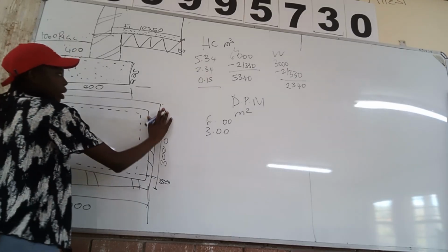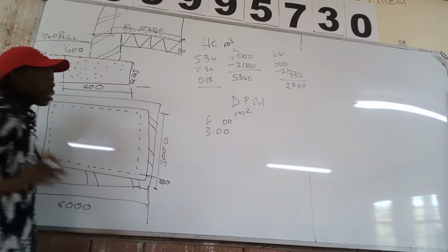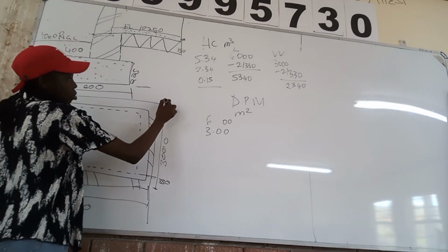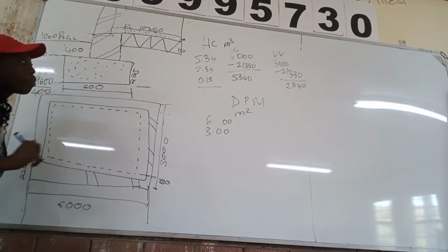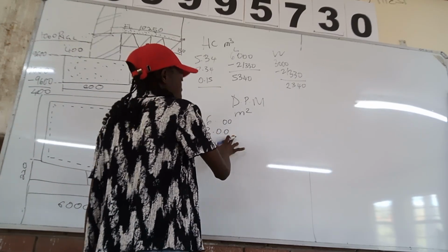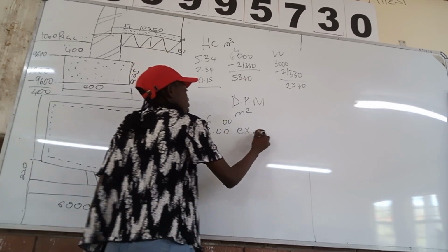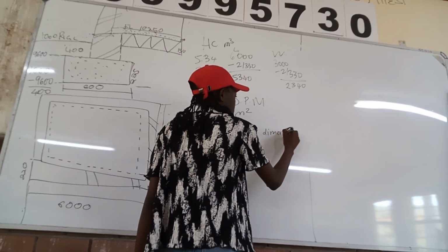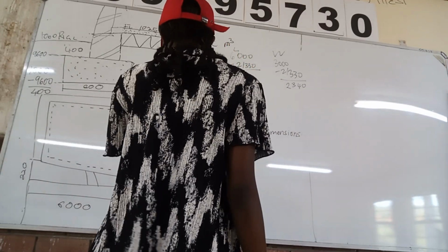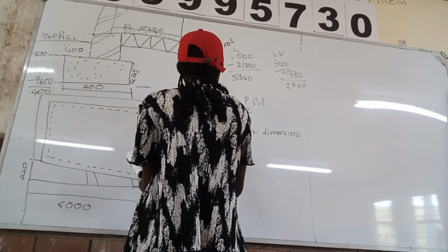If it were the internal dimensions, that would be 2,330. But now it is externally measured. So the DPM is in square meters, just the length and the width, the external dimensions. And then after the DPM, we put the facings.